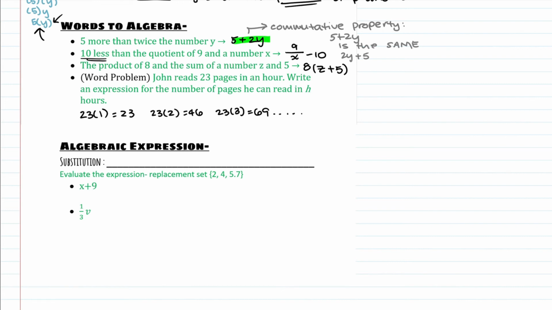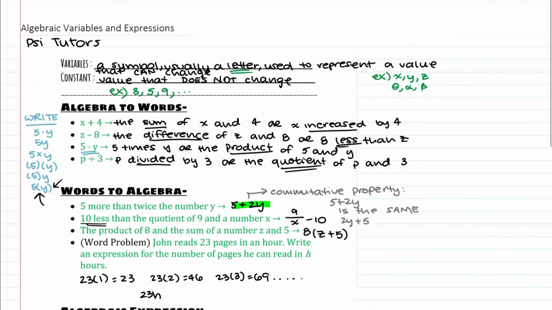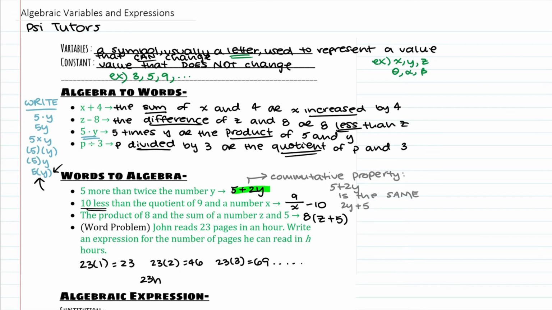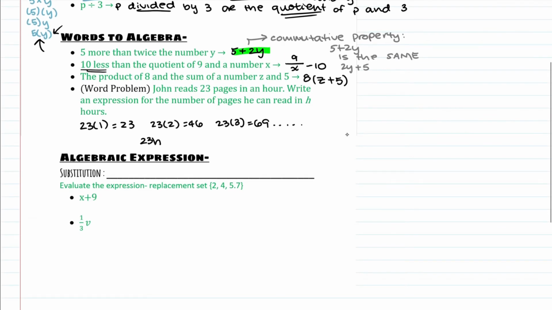We could use our variable. Now it says write it in h. So we could just do 23h, and this means that it can change, right? So this means that we could basically plug in any number at this variable h, and we would get the same output. So let's just box this answer and I'll show you how this works.